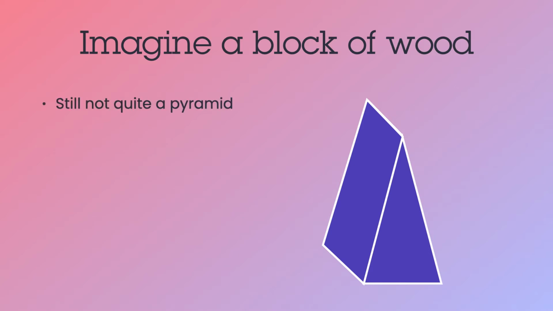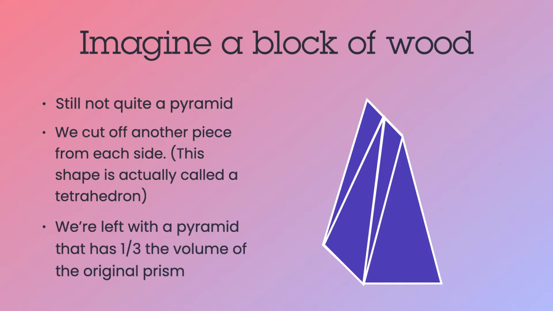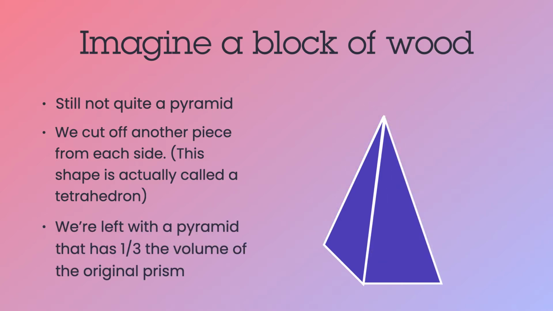Now this is still not quite a pyramid, so let's cut off another piece from the front and the back. Now the shape we're cutting off here is not another triangular prism, this is just a tetrahedron from each side. But when we knock those parts off, we're left with a pyramid that has 1/3 of the volume of the original prism that we've been carving this whole time.